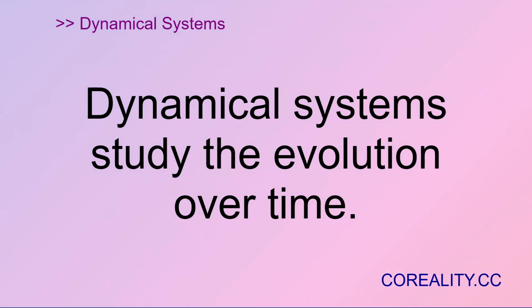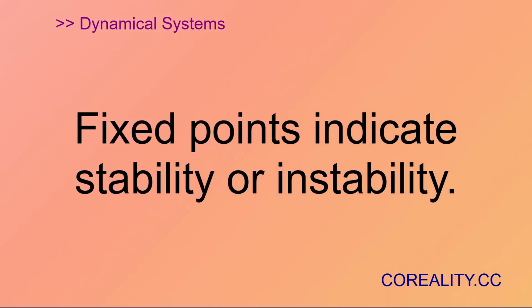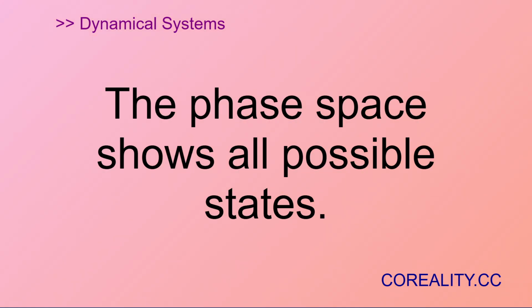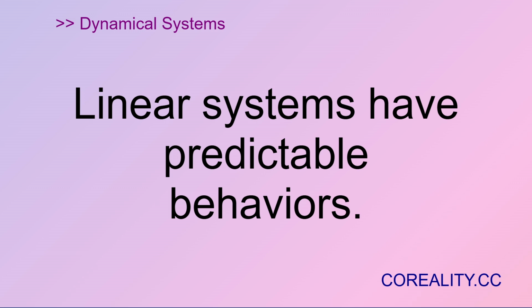Dynamical systems study the evolution over time. Fixed points indicate stability or instability. The phase space shows all possible states. Linear systems have predictable behaviors.